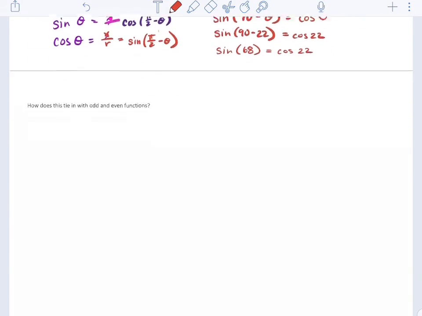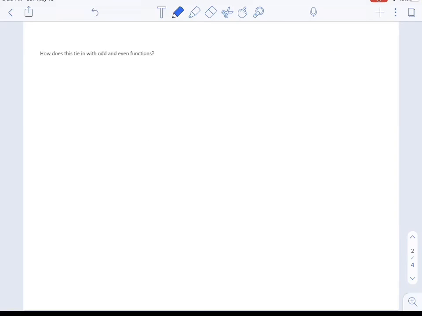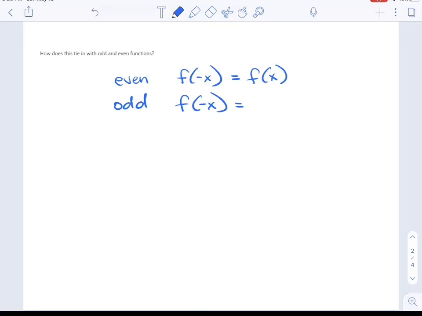So one last thing. Lastly, just a quick tie-in with odd and even functions from earlier chapters. If you remember, even functions had the property that f of negative x was equivalent to f of x. If I substitute a negative x, all the negatives would work out to be the exact same as the original function. If we had an odd function, we knew that f of negative x was equal to negative f of x, just the opposite of the original function.